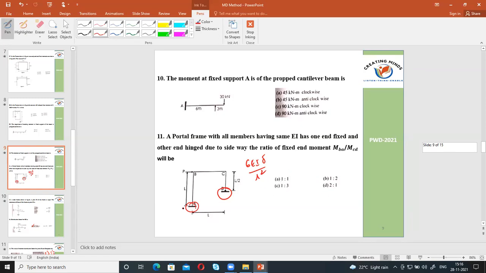It doesn't matter. The thing is, if you take the ratio MAB by L, you get L square divided by L by 2 whole square.